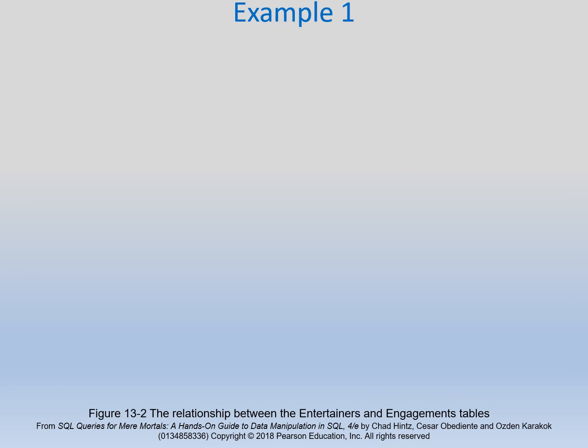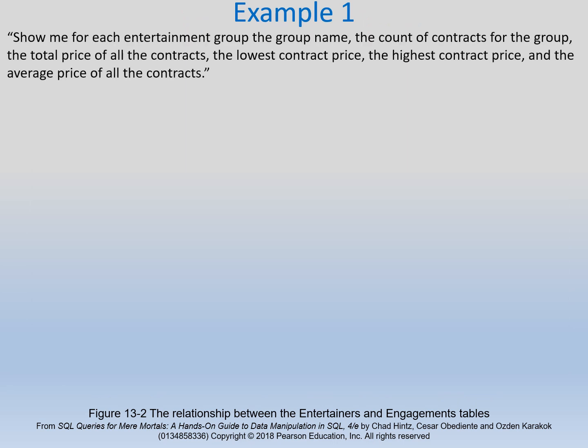Let's walk through a few examples. The query is: show me for each entertainment group the group name, the count of contracts for the group, the total price of all the contracts, the lowest contract price, the highest contract price, and the average price of all the contracts. So we see we do have a few aggregations here: sum for the total price, min for the lowest contract price, max for the highest contract price, and average for the average price of all contracts.